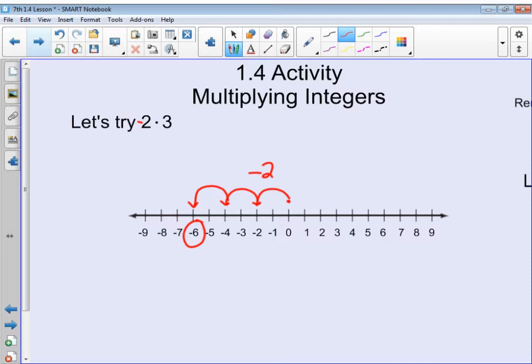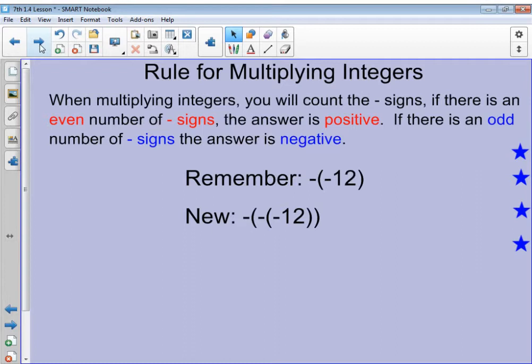Now, it's not really ideal for you to use a number line, considering we're going to be working with numbers that are much bigger than 2 times 3. So the rule that I'm going to go ahead and present to you would be something like this. When we multiply integers, we're going to count the negative signs. If there is an even number of negative signs, the answer is positive. If there's an odd number of negative signs, the answer will be negative.